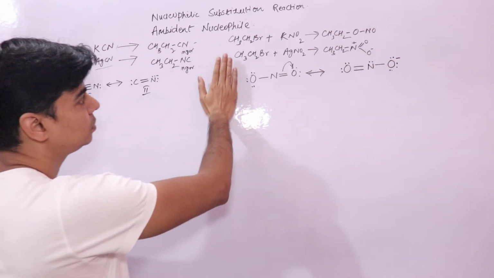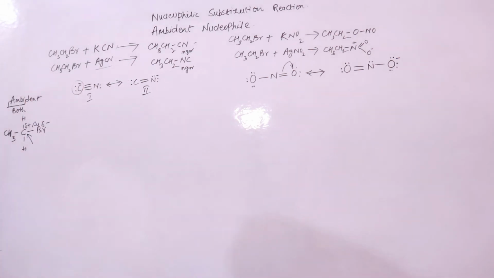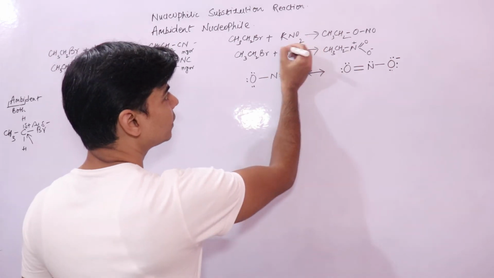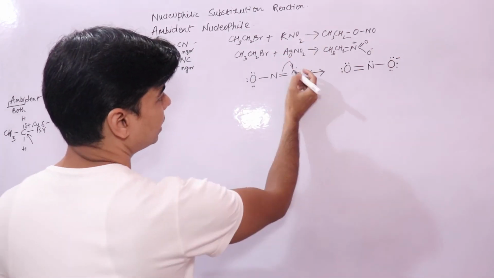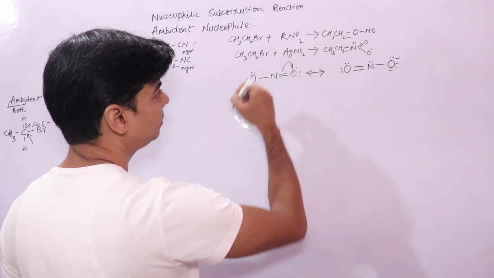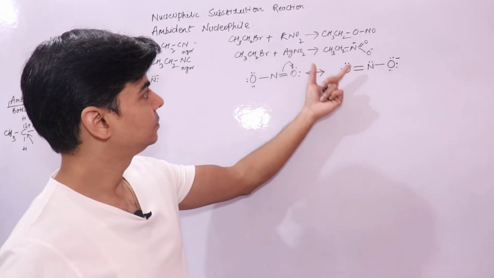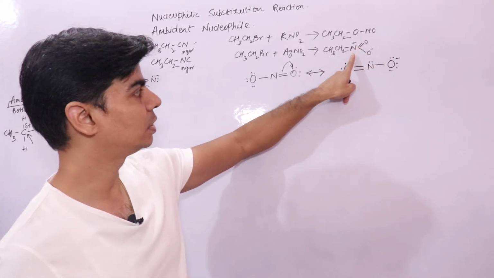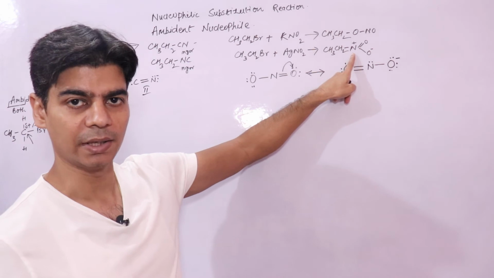Now coming on to the other nucleophile, here also you can see your nucleophile is nitrite ion, right? And in both the cases nucleophile is nitrite ion, but the products are different. Here you are getting ethyl nitrite, here you are getting nitroalkane, nitroethane, right?